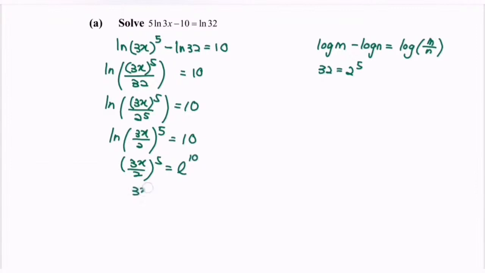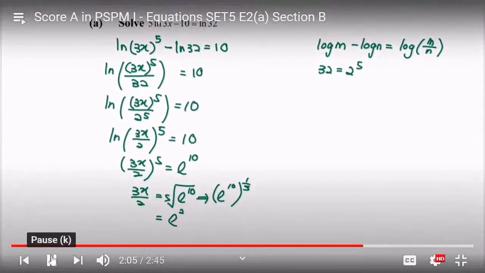Then 3x over 2 is equal to the fifth root of the exponent 10, where we know that the situation is e to the power of 10 bracket power 1 over 5. So we can simplify the situation as e to the power of 2. Then rewrite the situation where we will have the x. Boleh? Rasanya okay kot. Just that mungkin di depan ini confusing sikit.